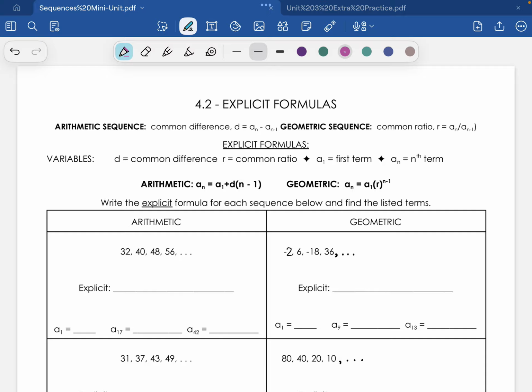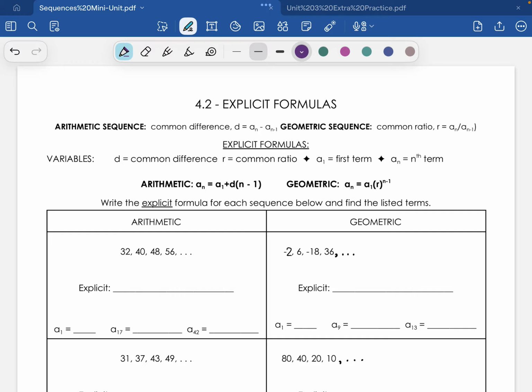At the top, I have just a reminder for you. Arithmetic stands for patterns that add or subtract. That is called your common difference, and you find it by subtracting. Geometric means that your pattern is multiplying, and you find your common ratio by dividing, because the opposite of multiplication is division. We're going to do arithmetic only to start with.